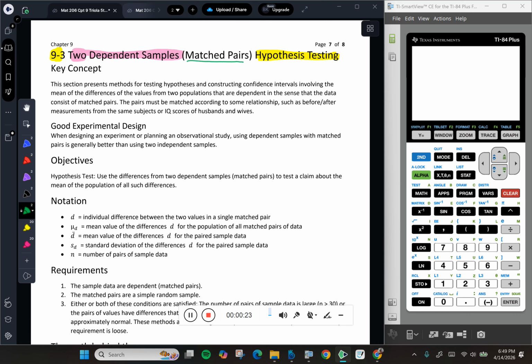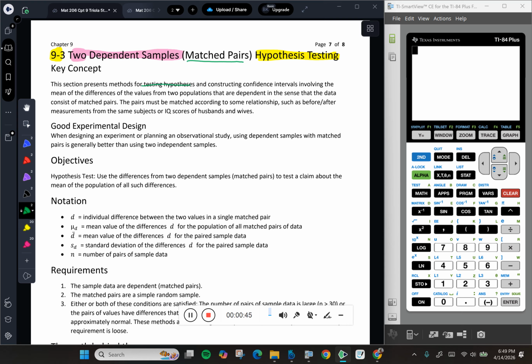Right? The key idea, the key concept here, is that this section is going to take a look at hypothesis testing involving the mean of the differences of the values from two populations that are dependent in the sense that the data consists of matched pairs.